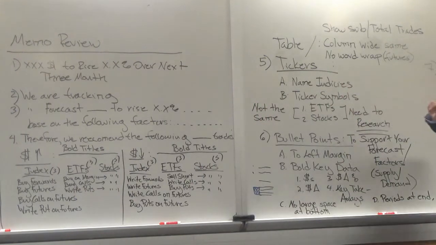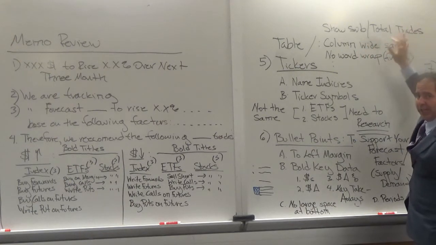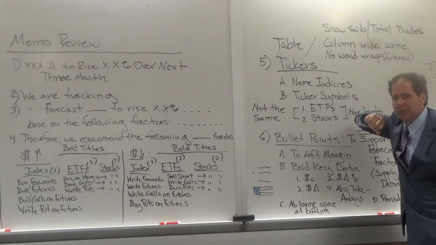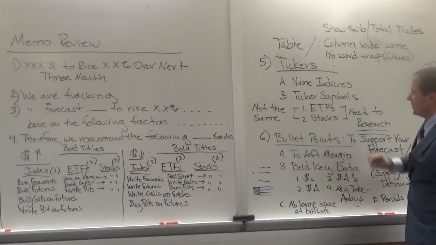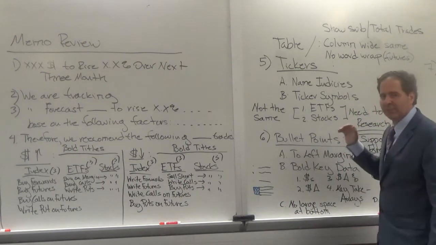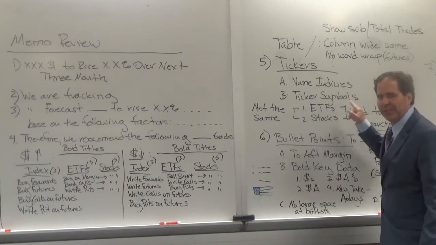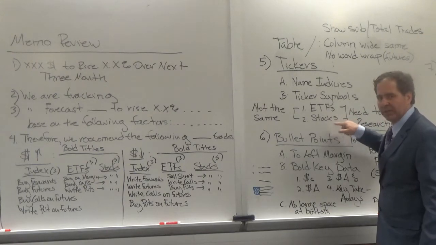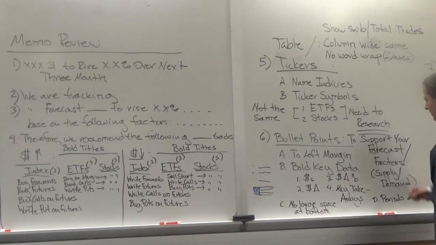For the tables, don't forget to bold and put in the subtotals and the grand total, or the total trades, bolded to the right in the cell. Make sure that the column lists in the tables are the same, and make sure that there's no word wrap on the on futures in the first column. For the tickers, use the symbols and list the symbols for the indices, but you're going to have to do the research and look up the ETF ticker symbols and the stock ticker symbols, and they should not be the same. They're totally different. So you're going to have to do the research.